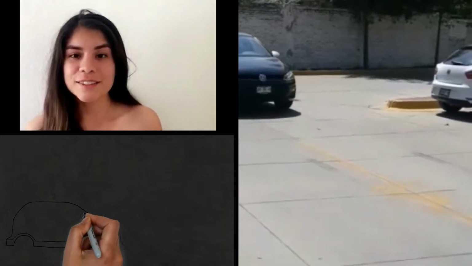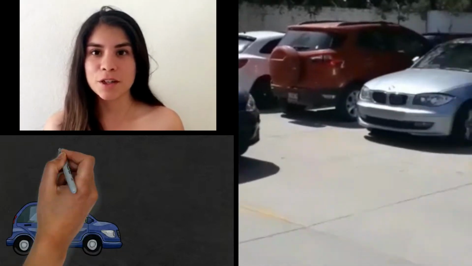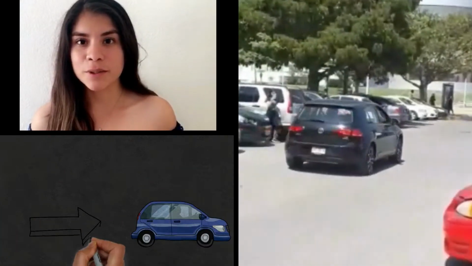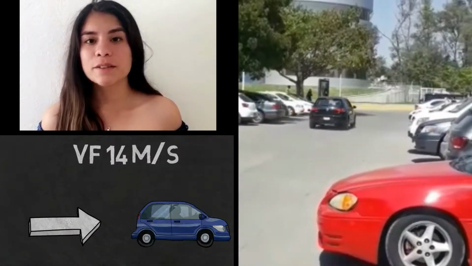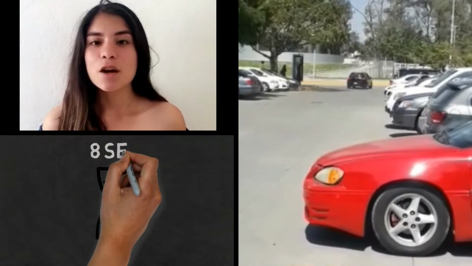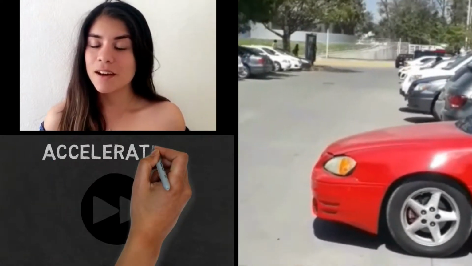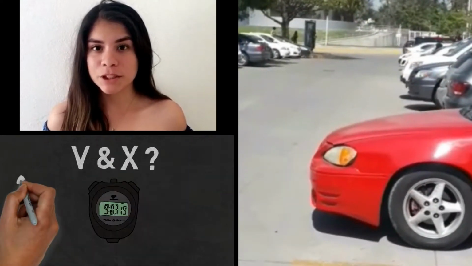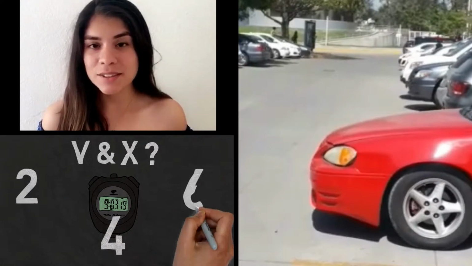The car starts its trajectory with an initial velocity of 2.8 meters per second and with a final velocity of 14 meters per second, reaching a displacement of 67.23 meters after 8 seconds. What was its acceleration and what was its velocity and position after 2, 4, and 6 seconds?